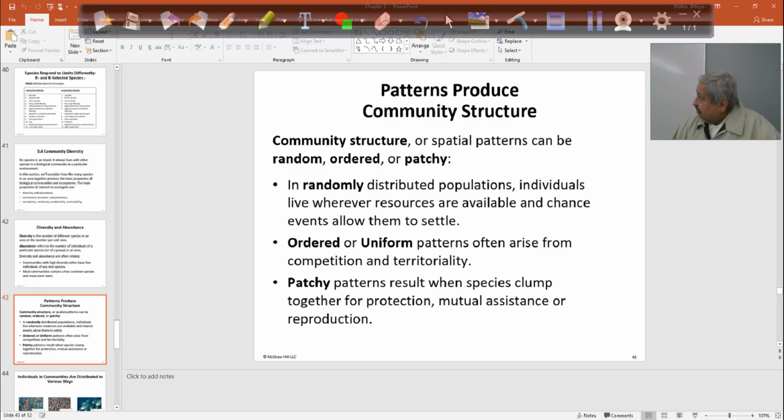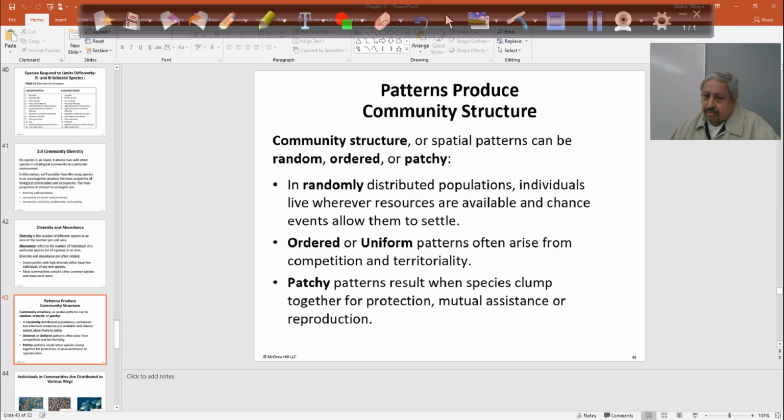That's about the community structure. The random structure of a community is a randomly distributed population. Individuals live wherever resources are available, and chance events allow them to settle. That's random, so there is no certain pattern they follow. Just randomly, they can move around wherever the resources are available.